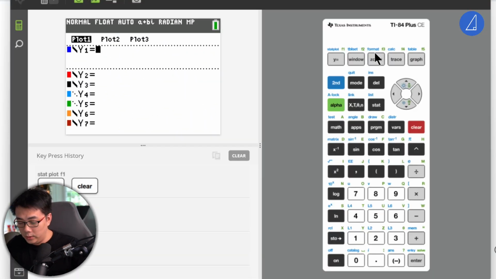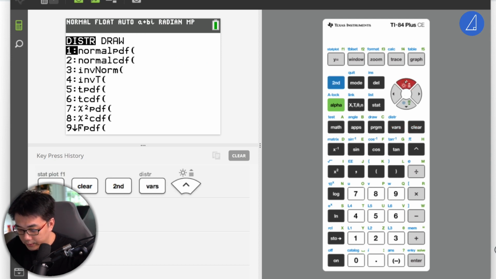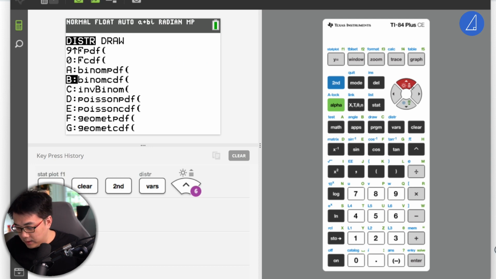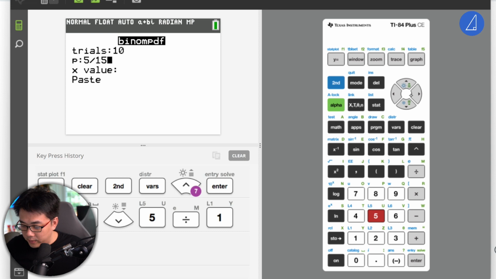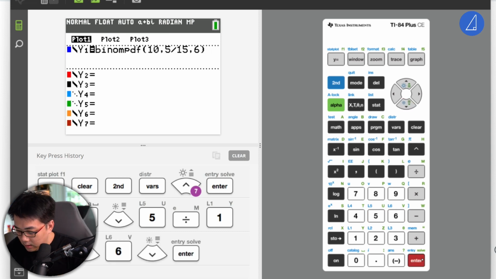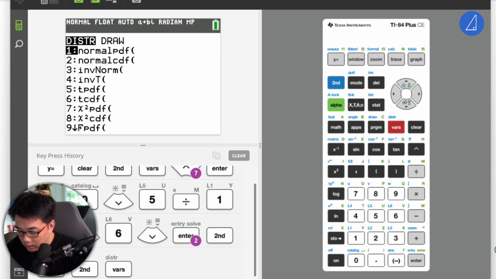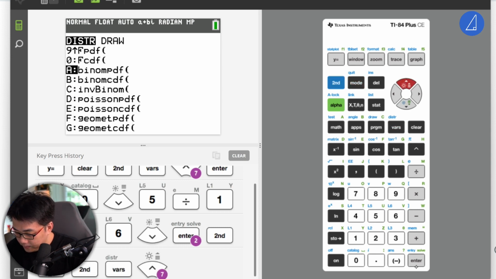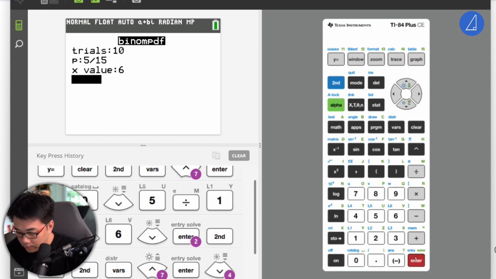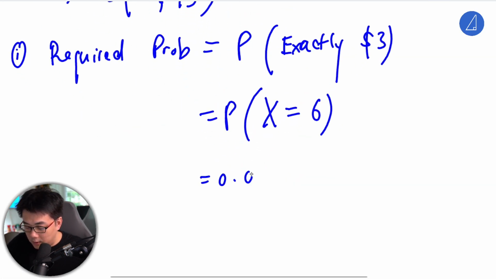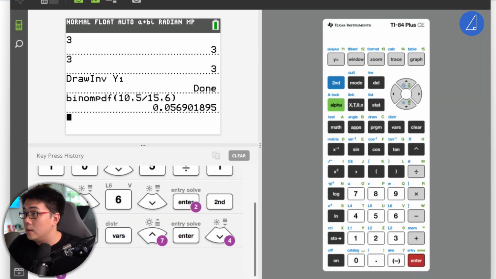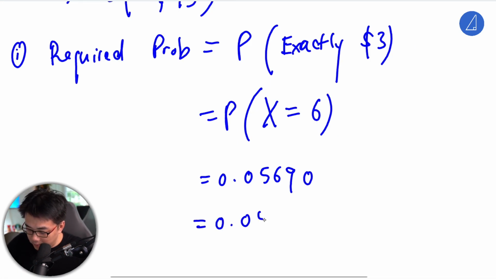Key in the calculator. So what you do is press second, distribution, go to binomial PDF, probability density function. Trial is 10, success rate will be 5 out of 15, x value will be 6, right? Then you just paste it. Sorry, this is distribution, binomial PDF. So this is 0.0569, to 3 significant figures. Okay, that's part 1.